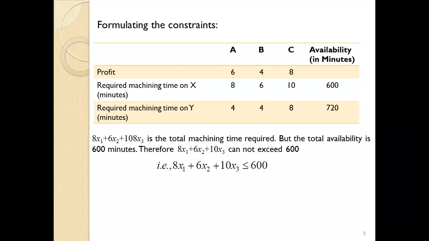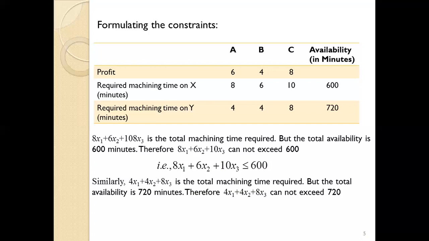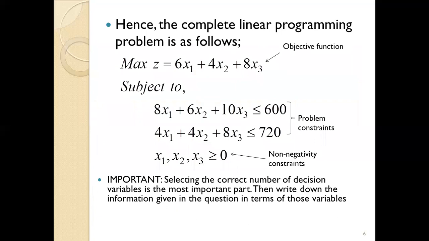Similarly, considering machine Y, we can write another constraint. That is 4x1 plus 4x2 plus 8x3 is less than or equal to 720. So, the 2 constraints are completed. Now, the complete linear programming problem is like this. We have objective function, 2 problem constraints and non-negativity constraints.